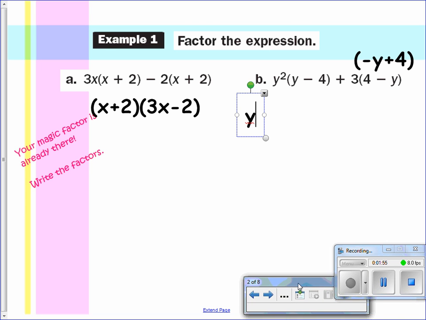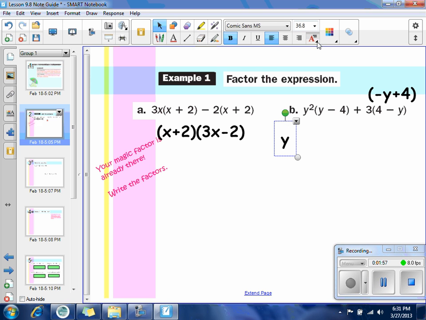I hate that I cannot type a squared. I'm sorry. I take my y squared. Frustration. I take my y squared. There we go. And now this is y minus 4.